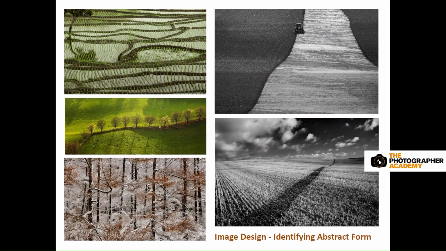So how do we identify abstract form with our images? Think not so much about "I am taking a picture of a house, a mountain, a lighthouse, a field, or a location," Durdle Door, Three Cliffs Bay, wherever you happen to be taking a photograph of. Think about how you can interpret that in photographic terms. So all these images hopefully are quite good examples.